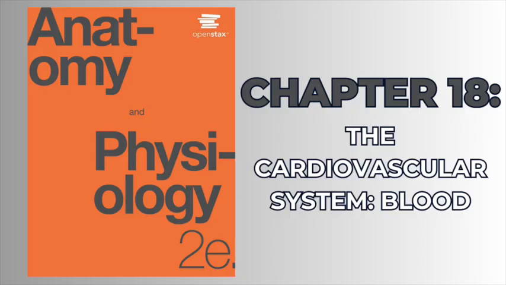Zinc. The trace mineral zinc functions as a coenzyme that facilitates the synthesis of the heme portion of hemoglobin. B vitamins. The B vitamins folate and vitamin B12 function as coenzymes that facilitate DNA synthesis. Thus, both are critical for the synthesis of new cells, including erythrocytes.